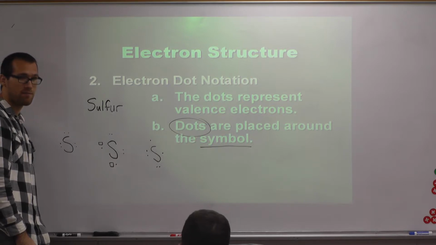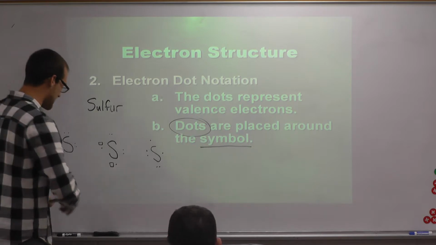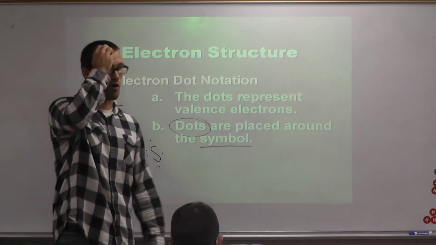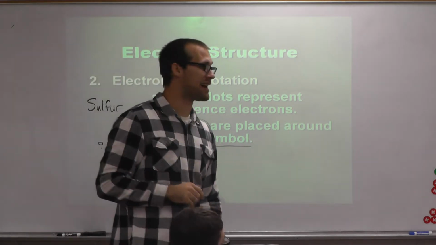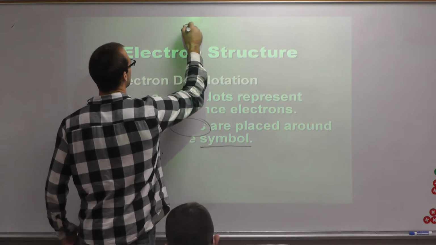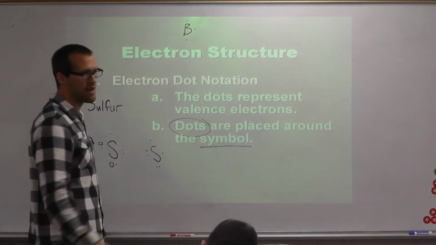Alright? So, the only rule for doing these is that you must put 1 dot in all 4 locations before you put a second dot there. Okay, Mr. Kramer, what if I'm doing boron? It only has 3 valence electrons. I don't get a dot in every location, so do I have to put a dot in every location?